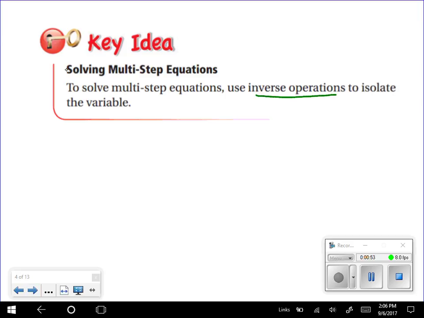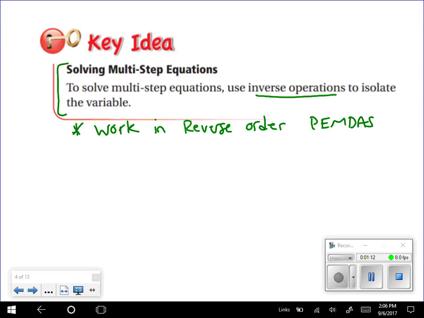And one thing I want you to add when you write this down is that we need to work in reverse order as we do for PEMDAS. So the order of operations tells us that we do parentheses, exponents, multiplying, dividing, addition, subtraction. For solving equations, we're actually going to work backwards. Okay, so we're working in the other direction.